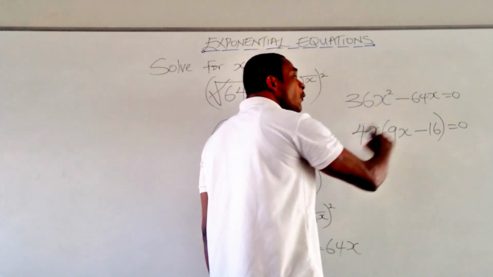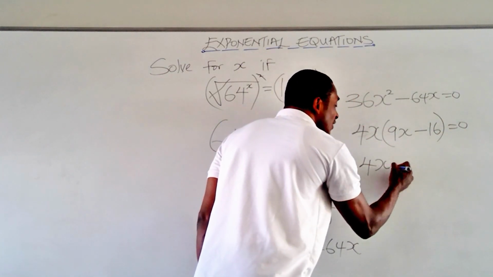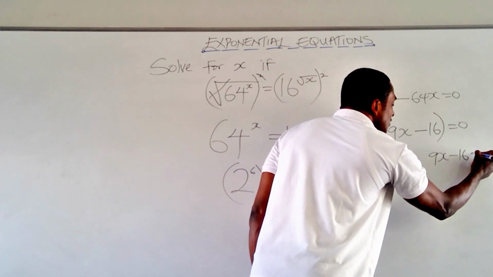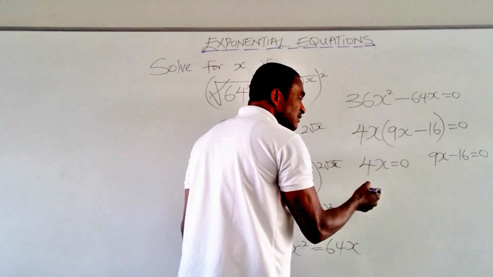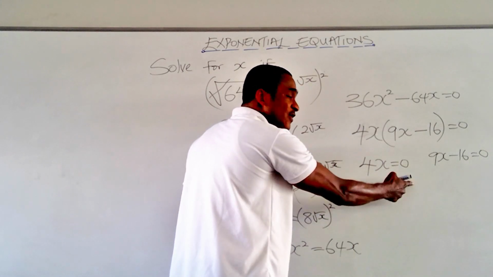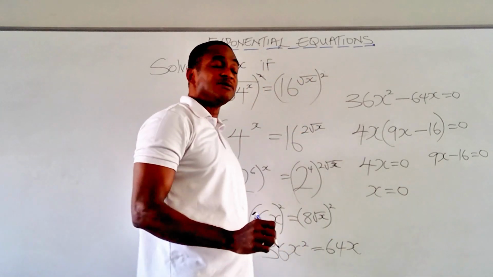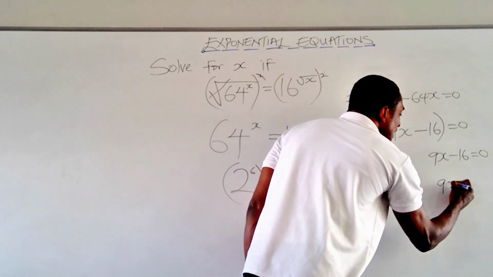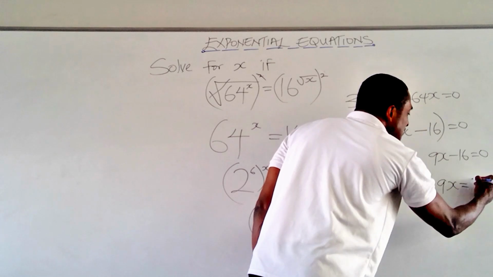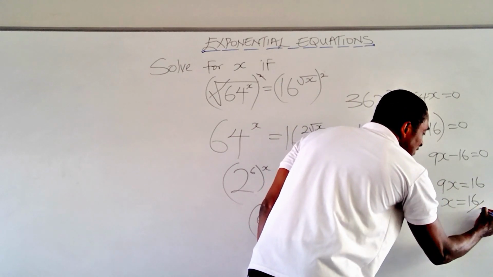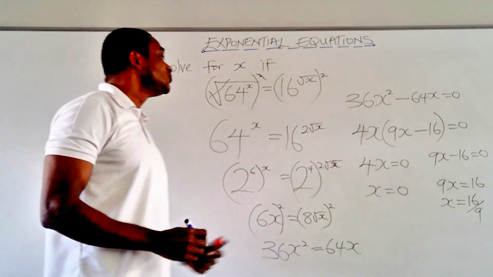Now what do we do? Equate individual brackets to 0. So we have 4x equals to 0, and 9x minus 16 equals to 0, and then solve for x. If we divide either side by the coefficient of x here, x will be equal to 0, that's the first value. Here we collect like terms, 0 plus 16 is 16, so x will also be equal to 16 over 9. So these are the 2 values of x.